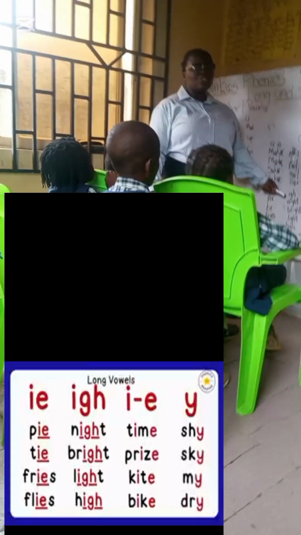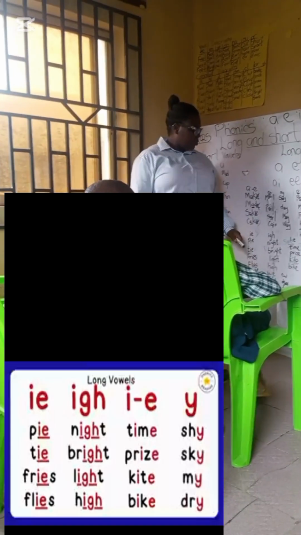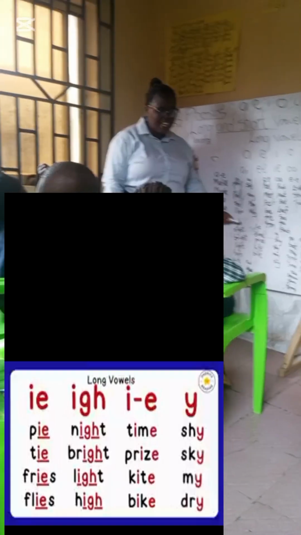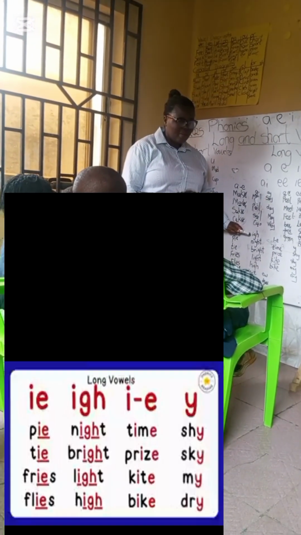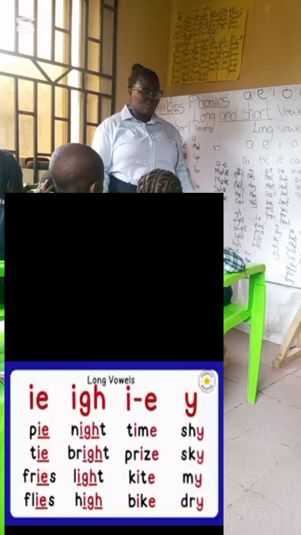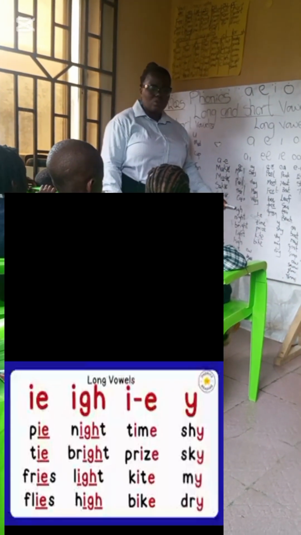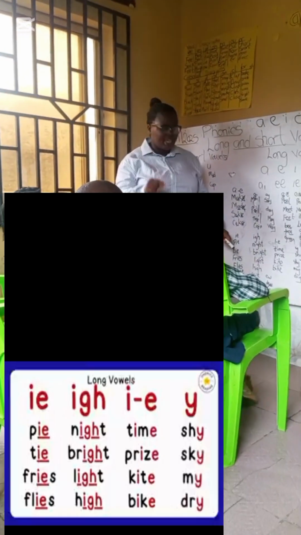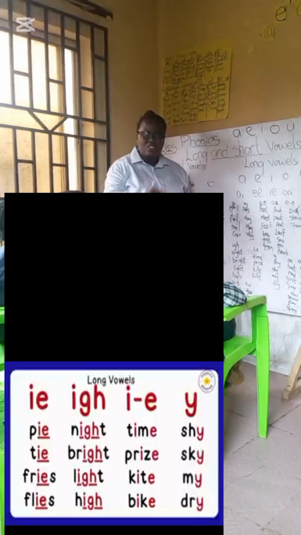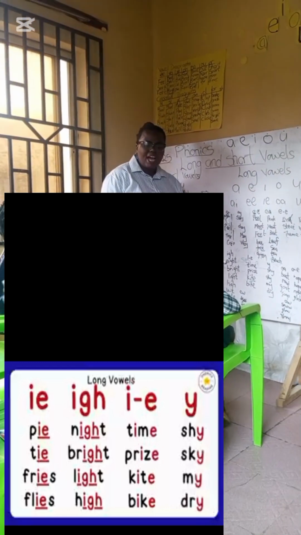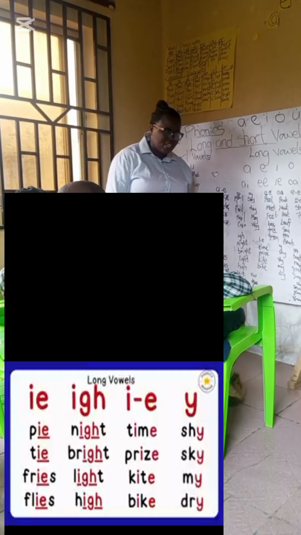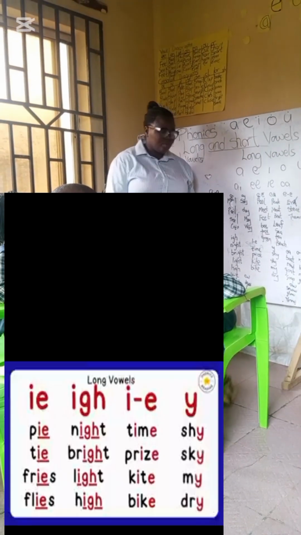Then we have IGH. I told you whenever you're saying I before GH, it's going to take the name of the vowel while the GH is silent. So your IGH sounds "high", as in night, as in bright, as in light, as in high. Very good.